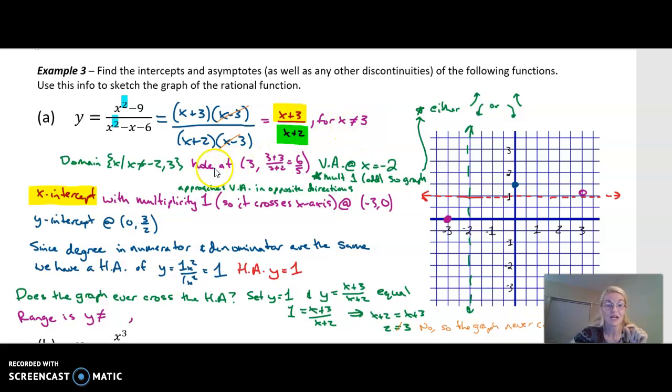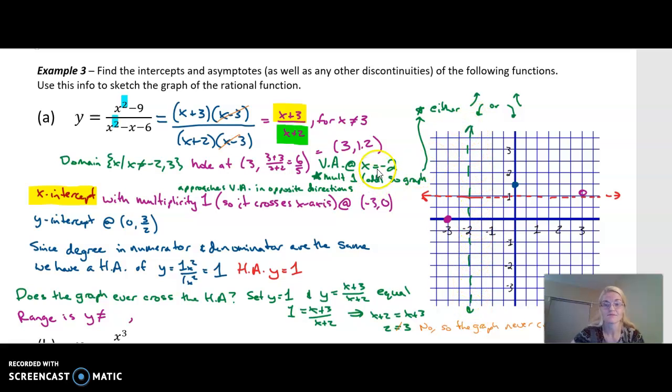So what does this mean? That means I'm going to have a hole at 3. And then what's the y value? Plug 3 into your simplified function. So 6 fifths. Let me go ahead and rewrite this a little bit clearer. All right, so this is a hole at 3 comma 1.2, right? 6 fifths is 1 and a fifth, so 1.2. And look, I plotted it right there. 3, 1, and a little bit more, right? So there's my hole. This also then means I've got a vertical asymptote at x equals negative 2.